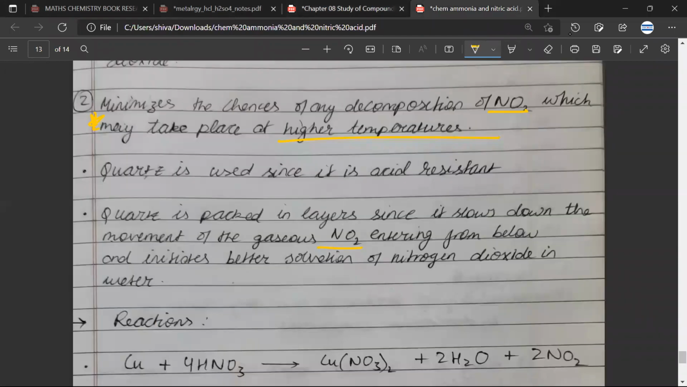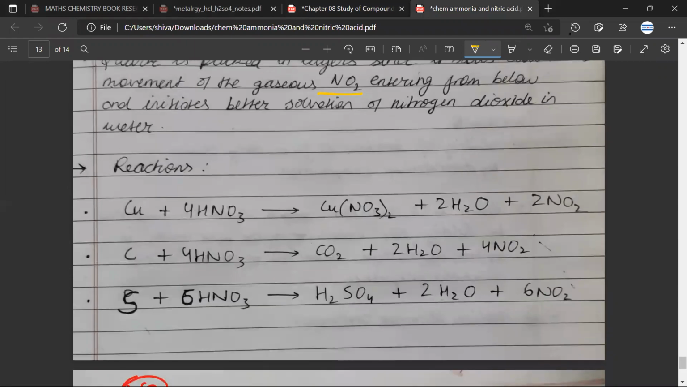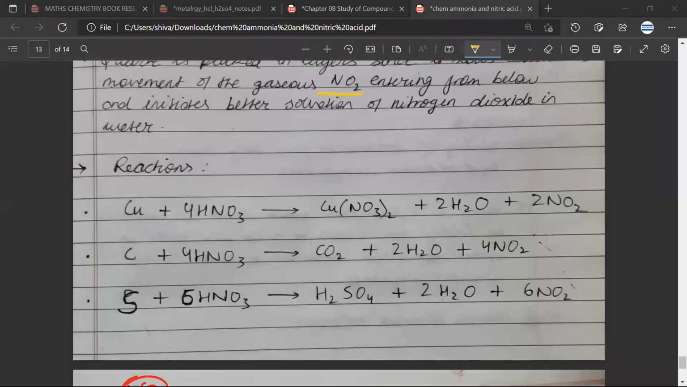So let's move on to the reactions. Now what do these three reactions represent? They represent the oxidizing nature of nitric acid. So copper plus nitric acid gives copper nitrate plus water plus nitrogen dioxide.